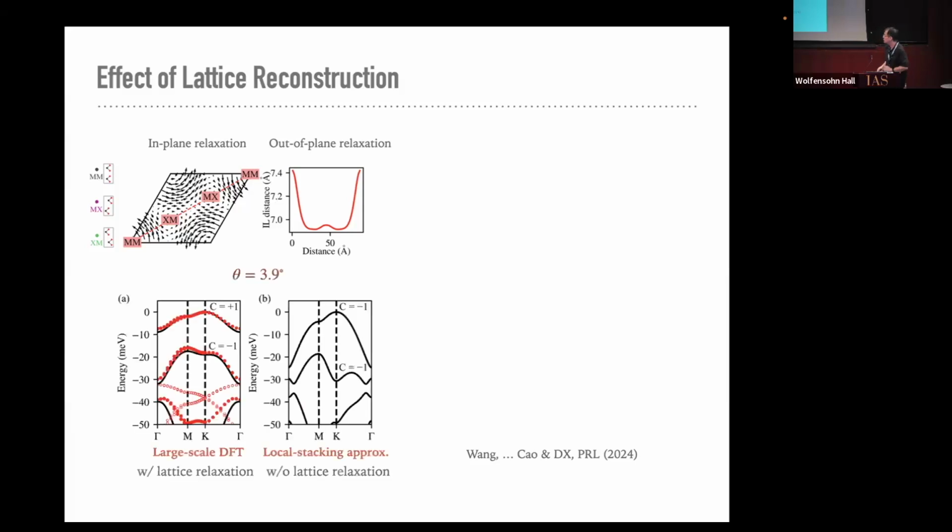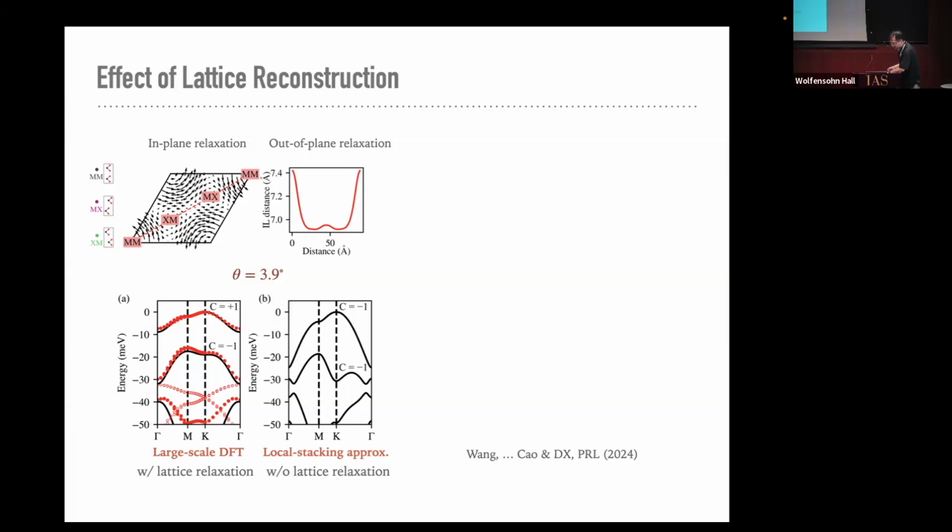And finally, you can look at the band structure. Shown on the left is a large-scale DFT where the lattice reconstruction is considered, and shown on the right is the band structure without any lattice reconstruction. The first thing you notice is that this one has a very large dispersion at 3.9 degree, but this one has a much, much flatter band. And in addition, you see that even the Chern number sign is different. That's really interesting. Remember, one of our motivations is to try to explain why there's a sign change, right?